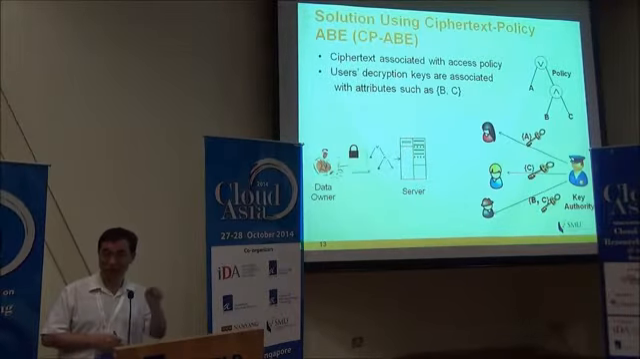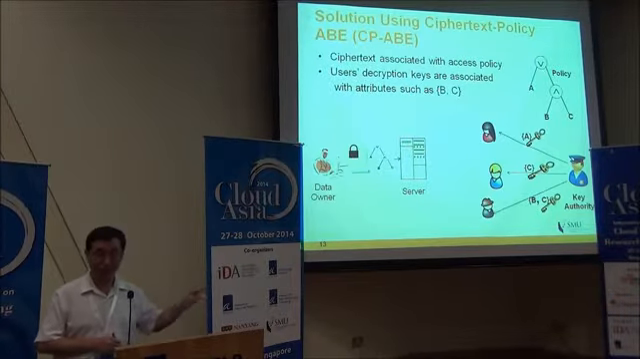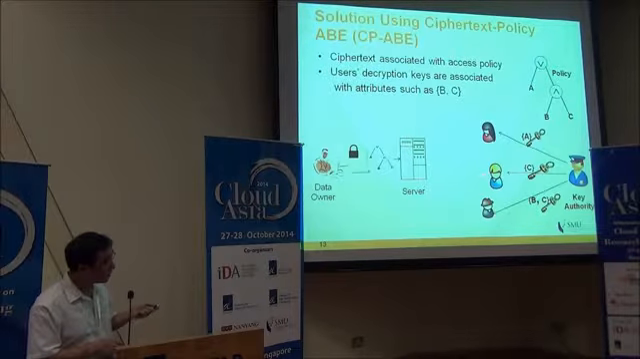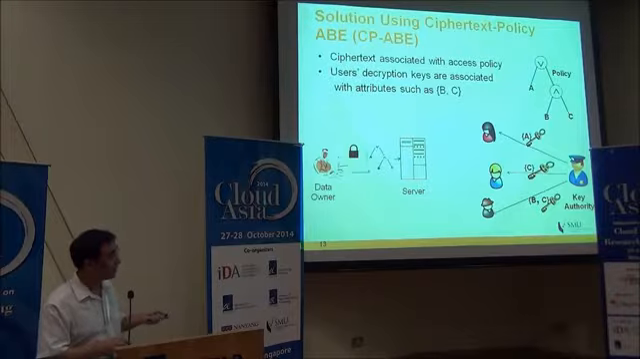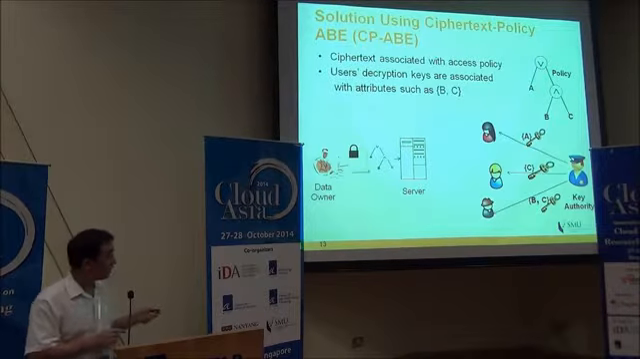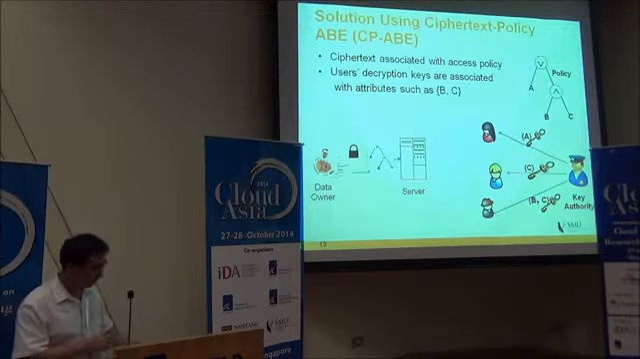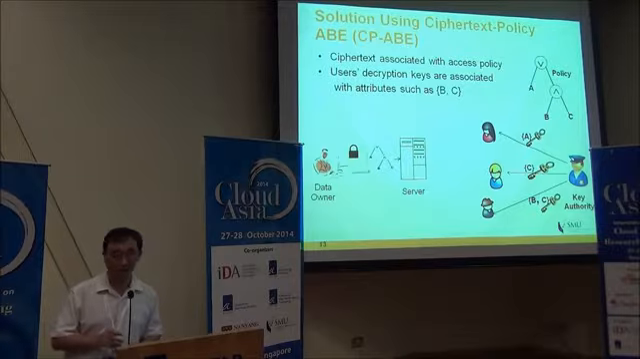So the key is bound to the attribute professor. And the second person is a PhD student, has a key. The third person is a student in the CS department. He also has a secret key. Now, only when the user's attributes match the security policy, he can access the data.